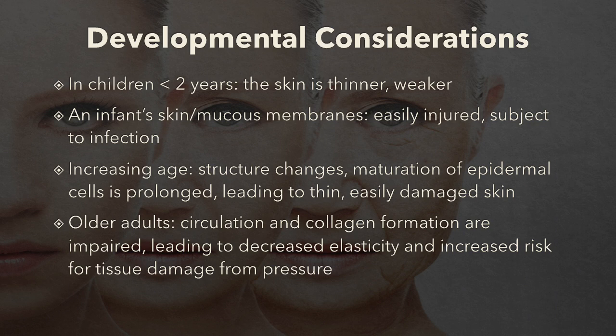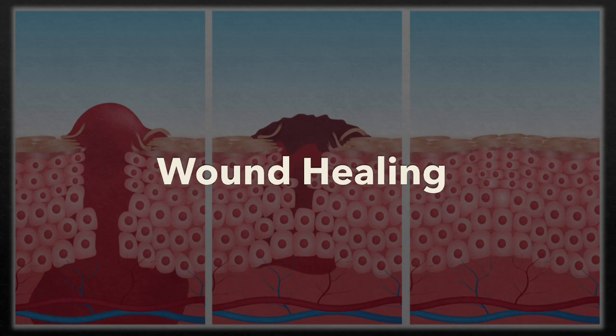Some developmental considerations include children under 2 years. Their skin is thinner and weaker. In infants, their skin and mucous membranes are very sensitive, so they're very easily injured and subject to infection. In increasing age, structure changes, maturation of epidermal cells is prolonged, which leads to thin, easily damaged skin. For older adults, circulation and collagen formation are impaired, leading to decreased elasticity and increased risk for tissue damage from pressure. Now let's move on to wound healing.